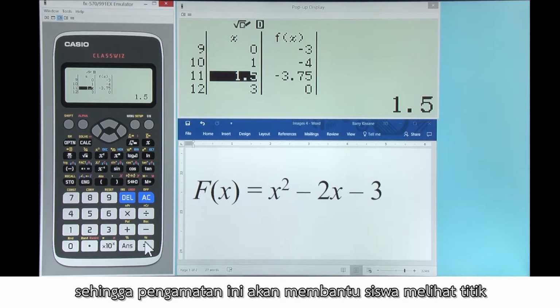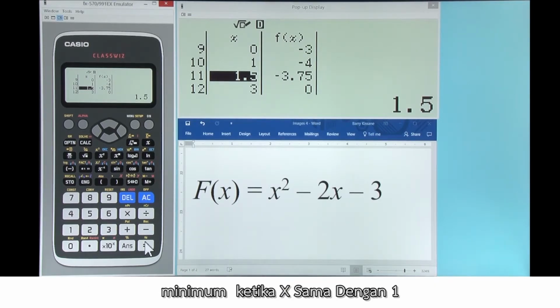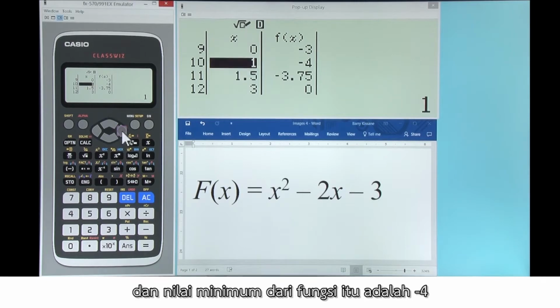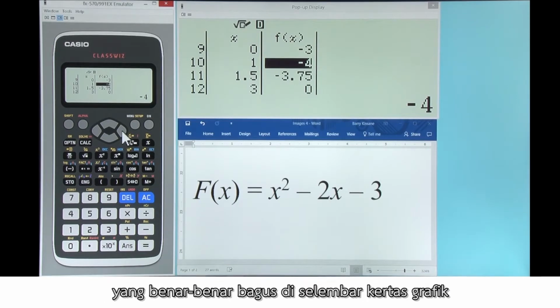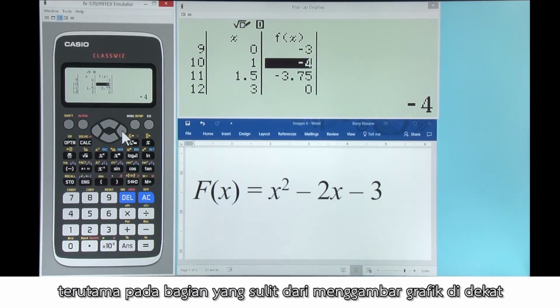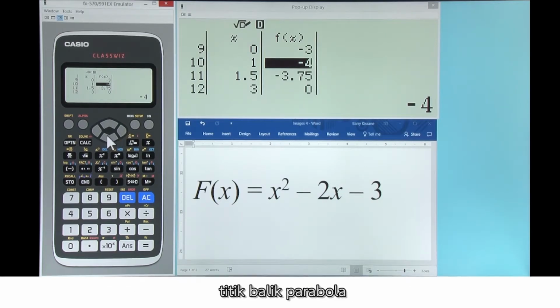So these observations will help students see the minimum point appears to be when x is equal to 1, and the minimum value of the function then is negative 4, and can help students to draw a really good graph on a piece of graph paper. Particularly the hard part of drawing the graph near the turning point of the parabola.